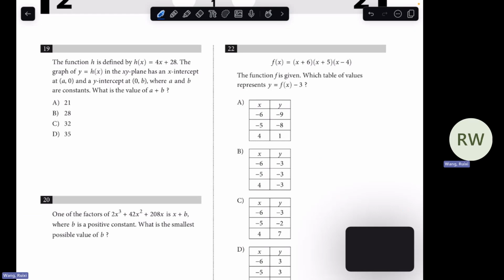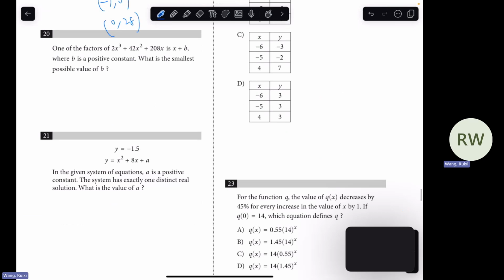Oh, okay. Yeah, so y is just the h, right? So you're saying the x-intercept is -7, 0, and the y-intercept is 0, 28, right? So you're adding 8 and b, so it's going to be 21. And the next one, one factor of that is x plus b. So basically they're asking you to factor this, right? Actually, you can take a 2x out first, right? So you get x squared plus 21x plus 104.